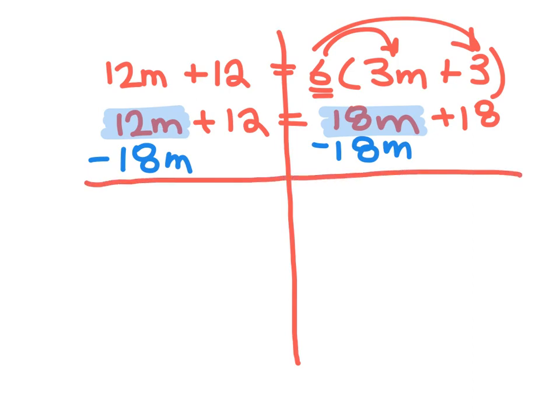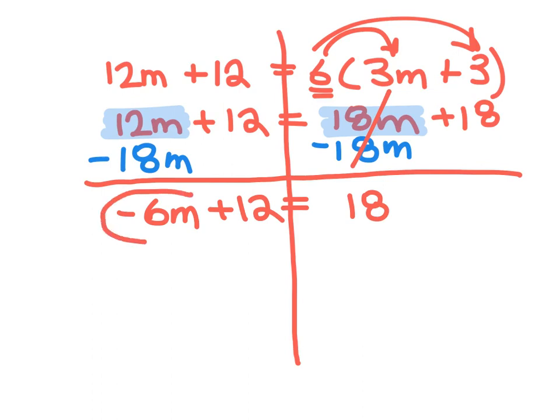Okay. So 12 minus 18 is negative 6m. And I've got that plus 12 on the left. I'm just bringing everything down. 18 minus 18 is 0, and then I'm left with a positive 18 on the right. This is looking pretty good.